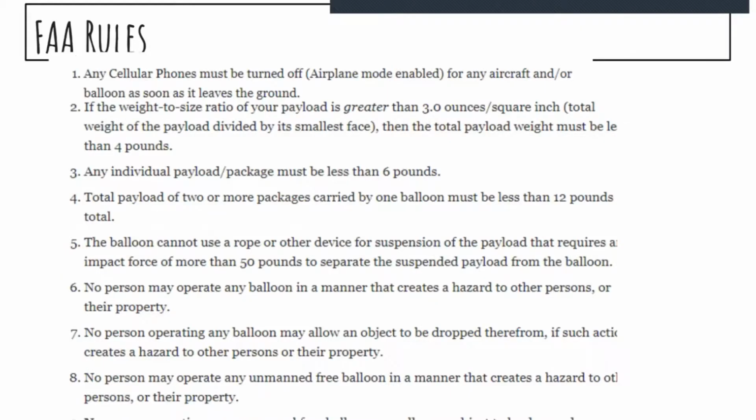FAA rules. These are FAA exempt as long as you are under a certain mass. So generally it's 6 pounds below the balloon. You can plan on 6 pounds above the balloon, so 12 pounds total. You're not supposed to send up cell phones, but apparently you can now if the airplane mode is enabled. That is a do at your own risk if you want to risk a phone.